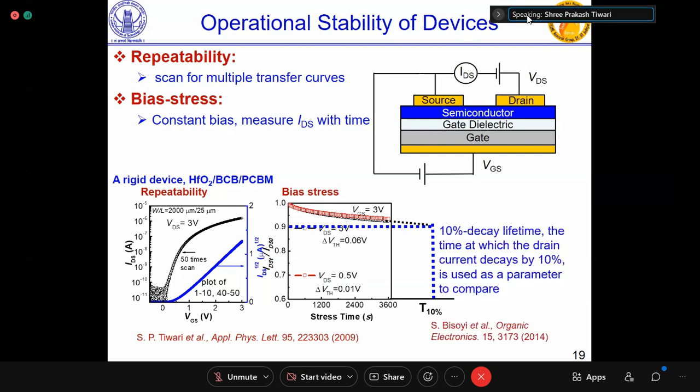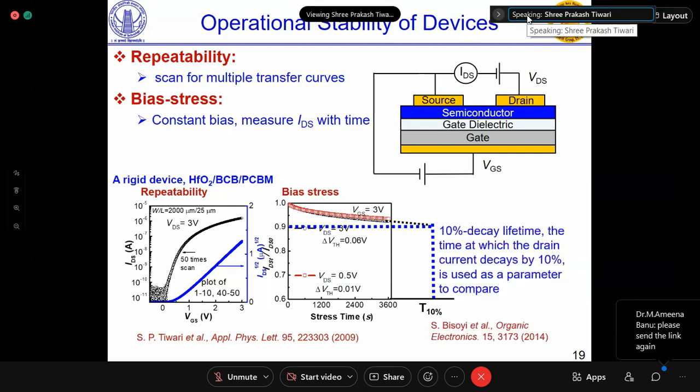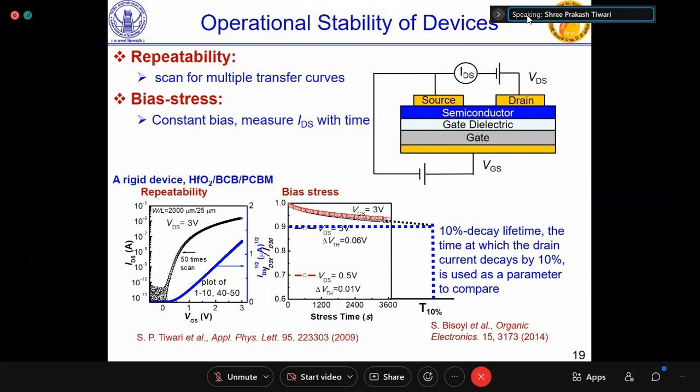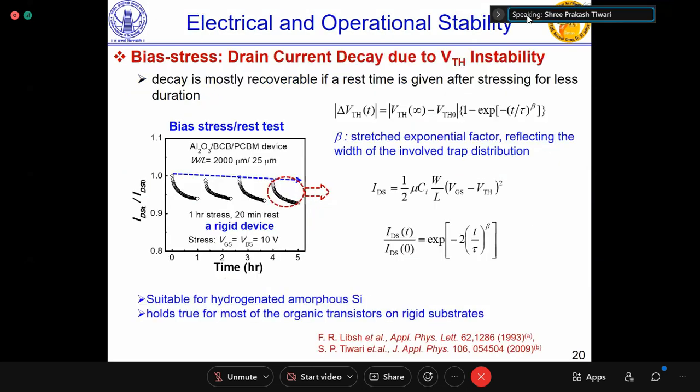And later, 5 years later, we also reported that many of the vacuum evaporated devices showed very high performance in terms of this 10%. Okay. But we should not keep worrying about this bias stress stability.